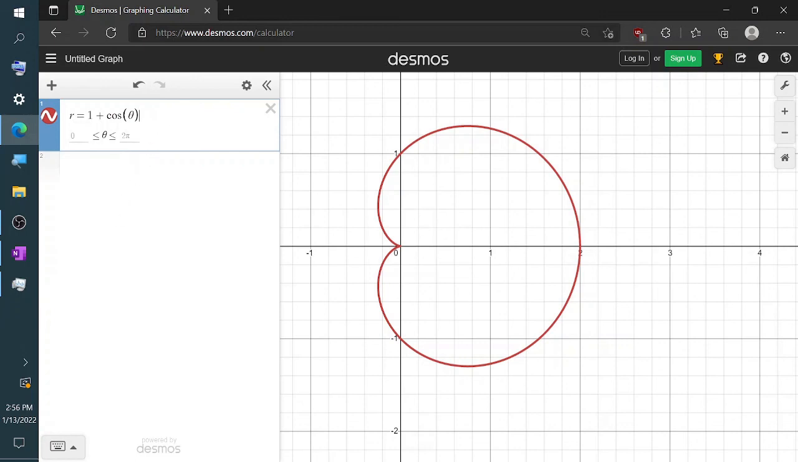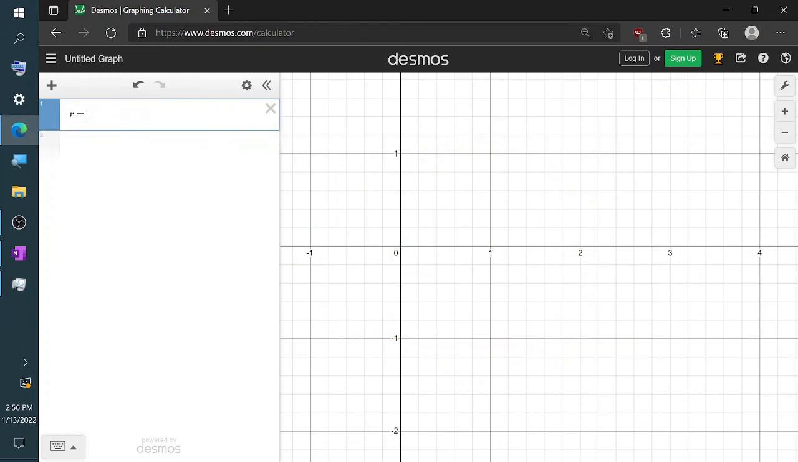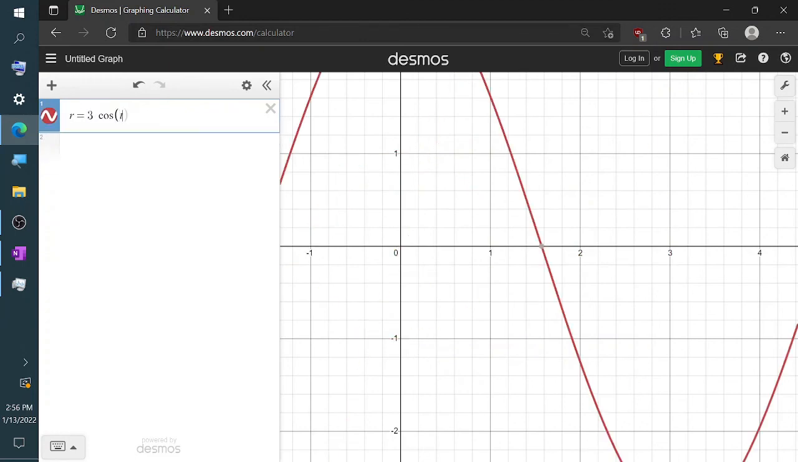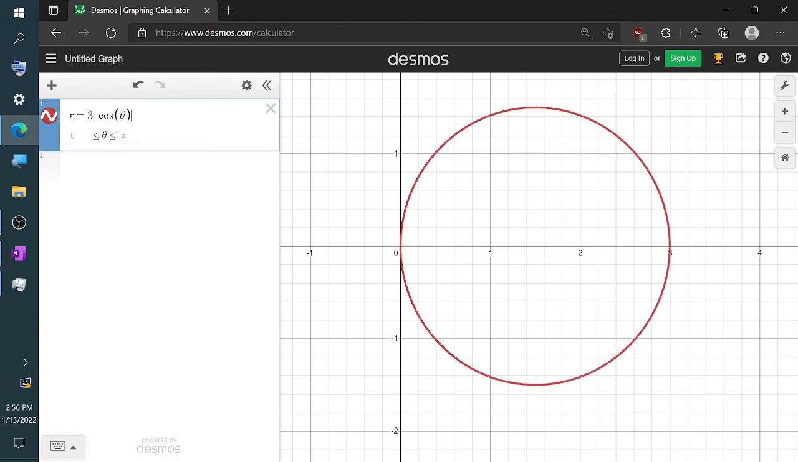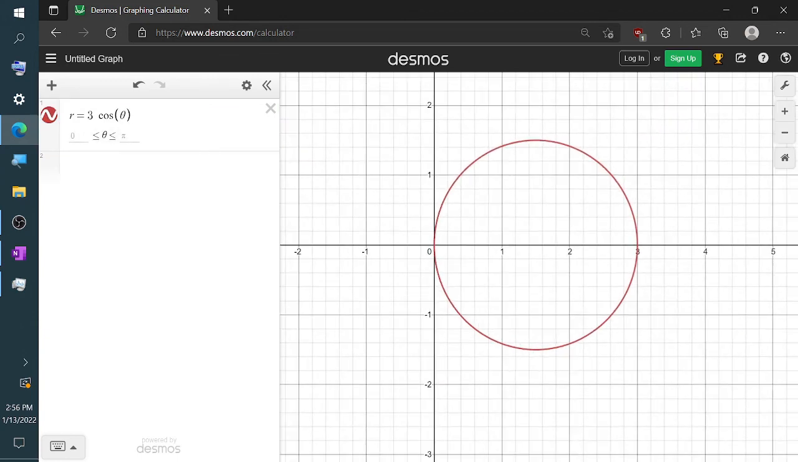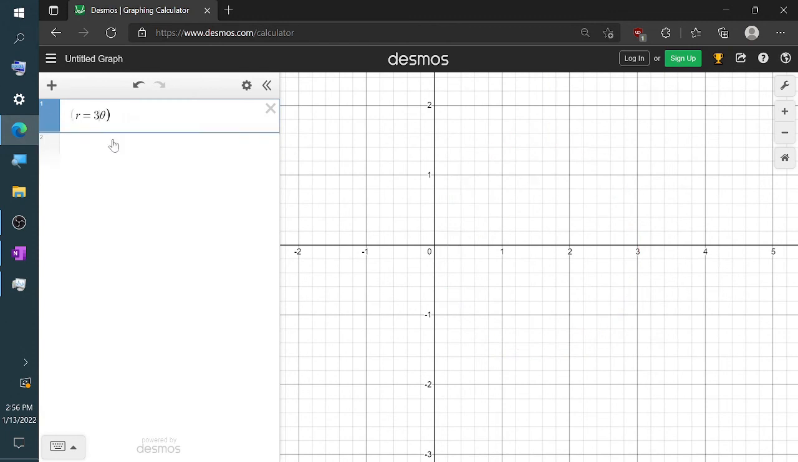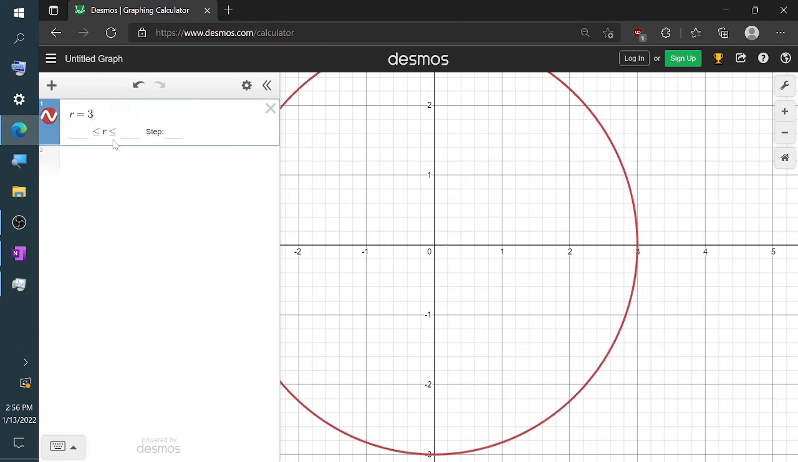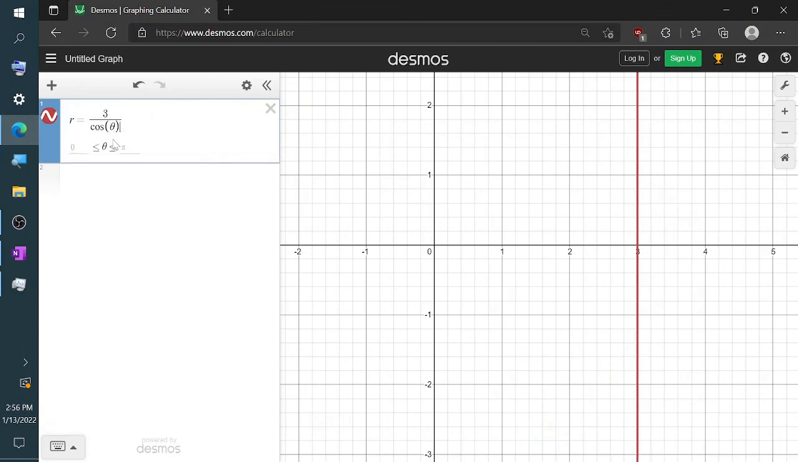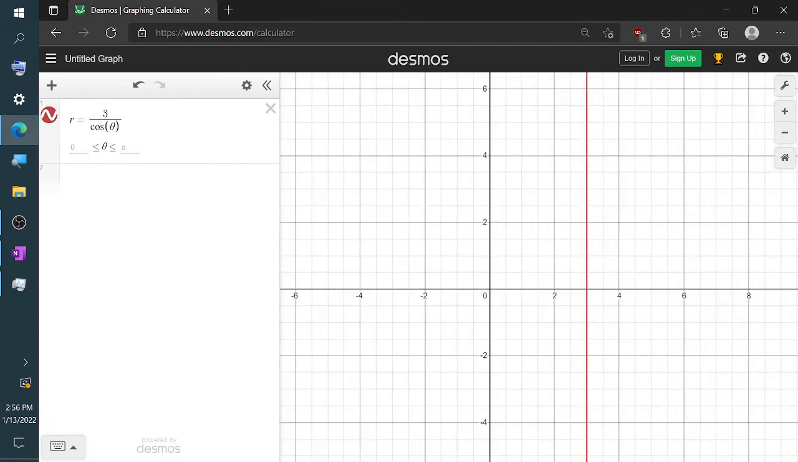It's interesting from time to time just to go in here and play around and see what might happen. For example, instead of having r equals 3 times cosine theta, which is an offset circle of radius 3, what if we did 3 divided by cosine theta? Let's just see what happens. Curiously, we seem to have achieved a vertical line located at x equals 3.